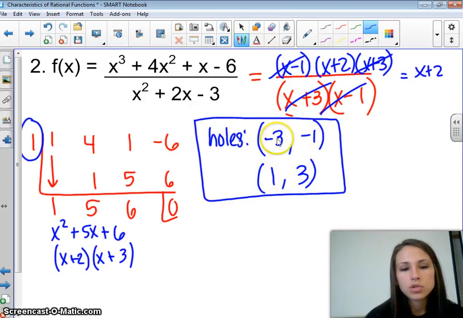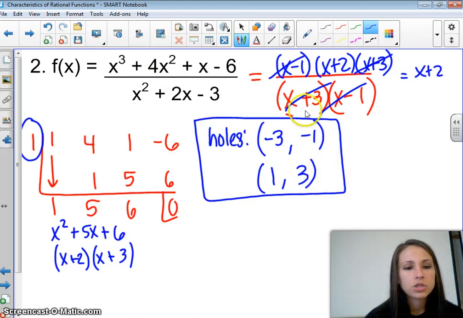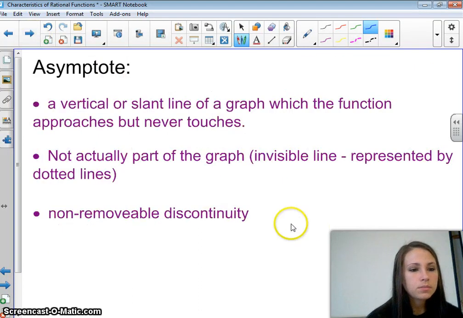And that's because those two values, negative 3 and 1, would make the bottom of this fraction 0. So the calculator doesn't calculate this y value. It just tells me that there's an error there because there's a hole in the graph at these two places. We find this so we can actually go physically graph the graph, and we know where the holes are in the graph. So those are the holes in that one.